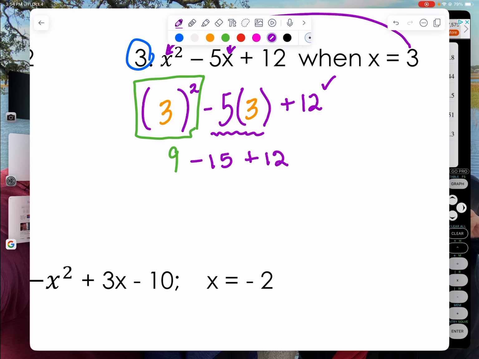You could do it that way, but I found the easiest way is to combine the ones that are positive. So 9 and 12 are positive, so that would give me what? 21. So I'm going to add those together, and then I subtract my 15. So that gives me a positive 6. Notice I would get the same answer no matter which way I did that. Okay, so that one is a typical one.